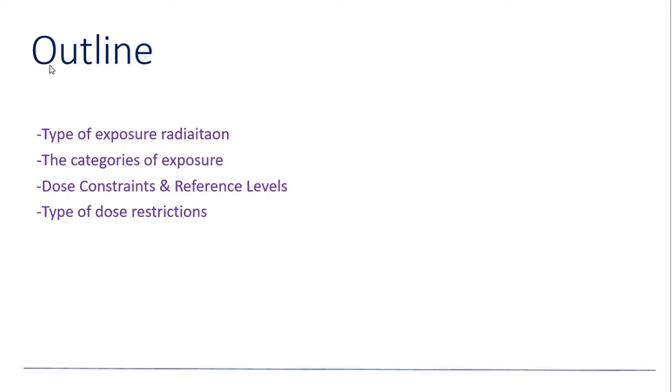Here we have the outline. First is the type of exposure situation, then the categories of exposure, and the dose constraint and reference level. We are going to present the definition of them and compare them to each other to know the difference between them. First, the type of exposure situations.